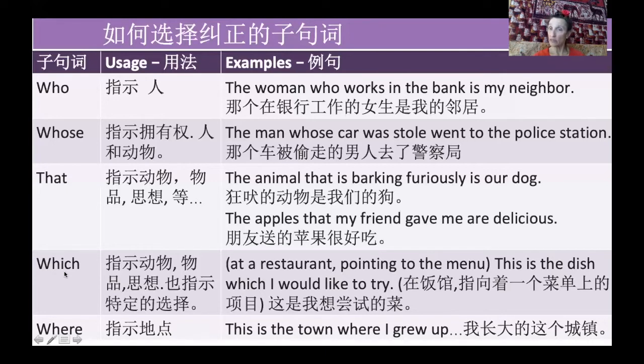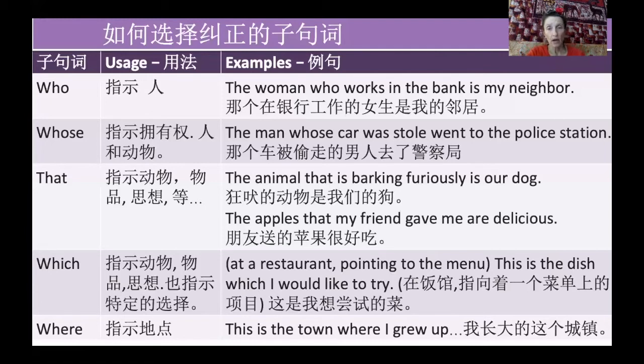So which is interesting. It can be used for animals. It can be used for people. It can be used for ideas, things. So 只是动物物品想也只是特定的选择. So that's the important and different thing about the word which. It's about pointing to things that you really specially, uniquely want.